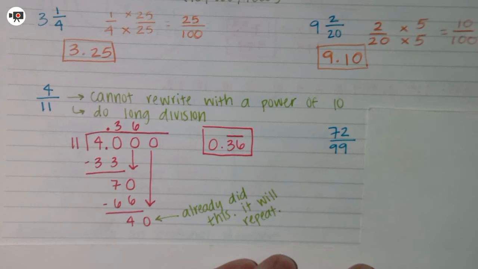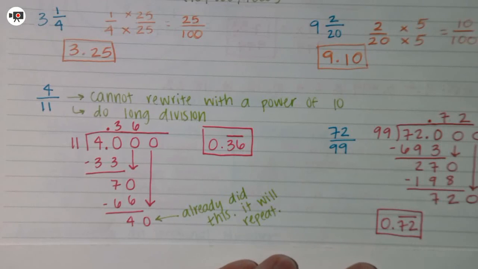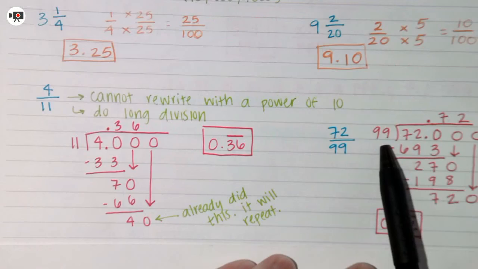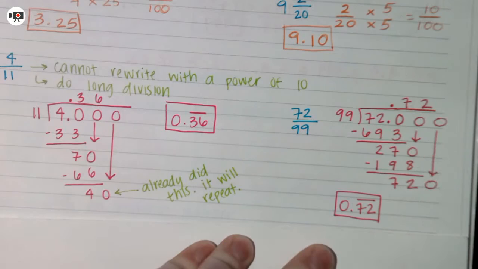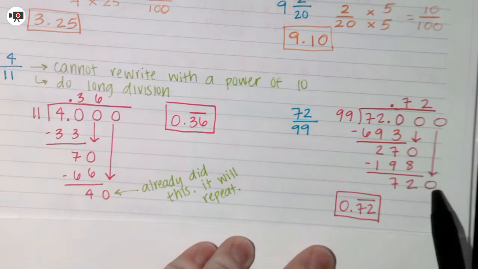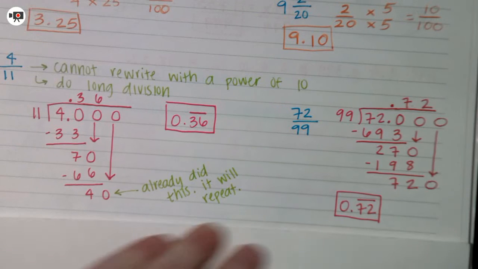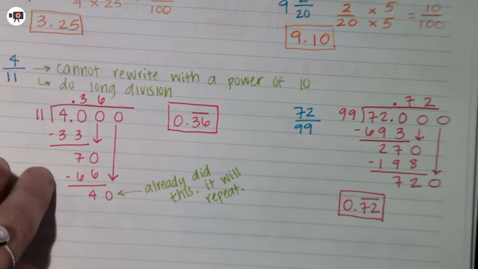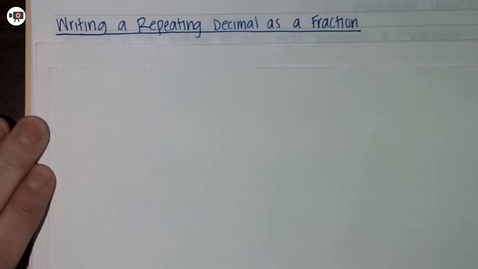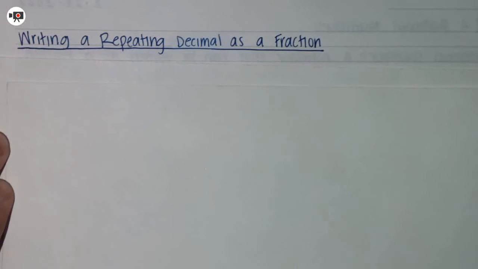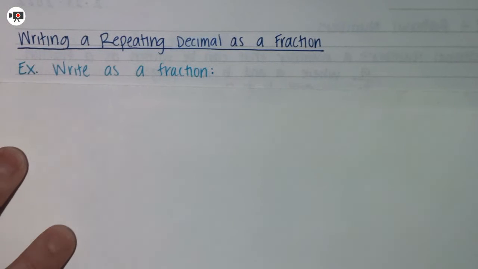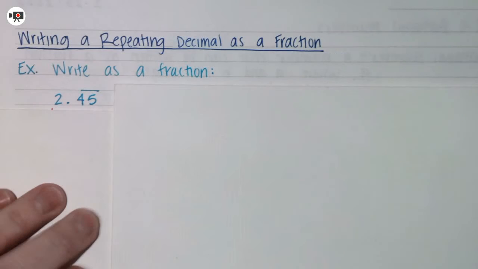For 72 over 99, I'm going to do 72 divided by 99. And this one uses a lot of zeros. And I know that once I get down here, the 7 and the 2 will repeat. So that's a fraction to a decimal. Now we're going to go from a decimal to a fraction. So we're going to rewrite these as a fraction.